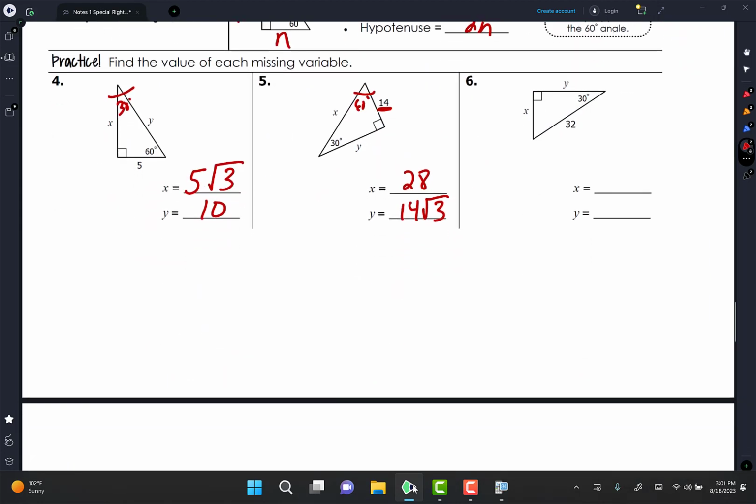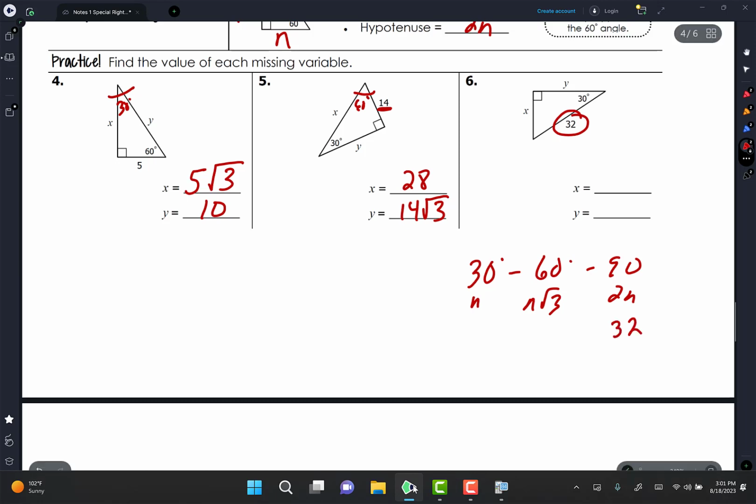All right, again, this one right here, 30, 60, 90. To help you guys out, I would write n, n square root of 3, and 2n. I would say that 32 is the hypotenuse, so I would put the 32 below the 2n. You can just write here on the side, 2n equals 32. So I want to figure out the short leg. I'm going to divide both sides by 2. So n equals what? So the small leg is 16.